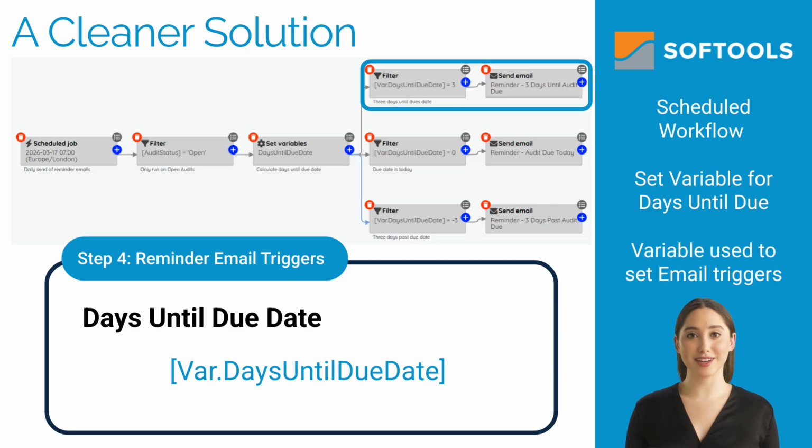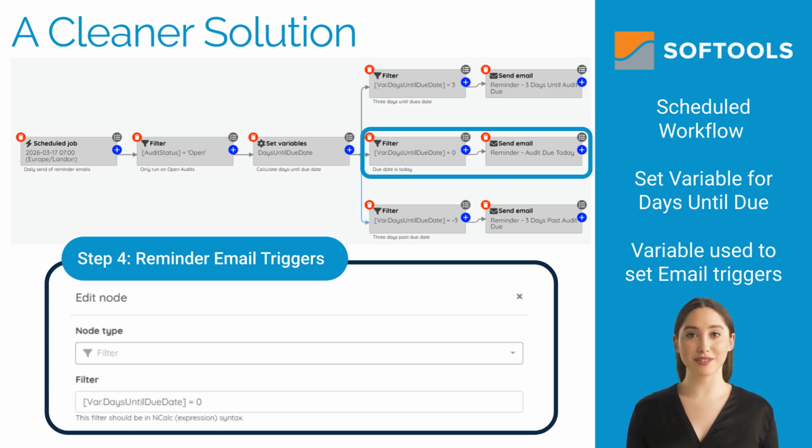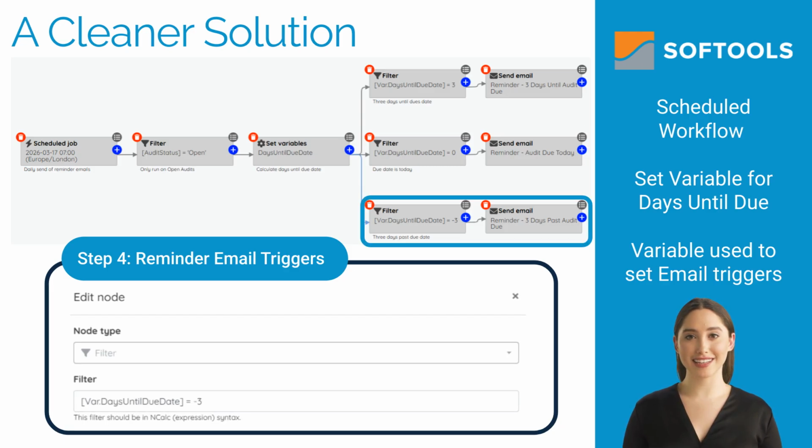Step 4. We build filter conditions using our variable by referencing it in the form var.days until due date. The first filter checks if days until due equals 3. If it does, that means the audit is due in 3 days, and we send the reminder email. The second filter checks if days until due equals 0. This means the audit is due today, and we send the due date reminder. The third filter checks if days until due equals -3. That means the audit is 3 days overdue, and we send the overdue reminder.